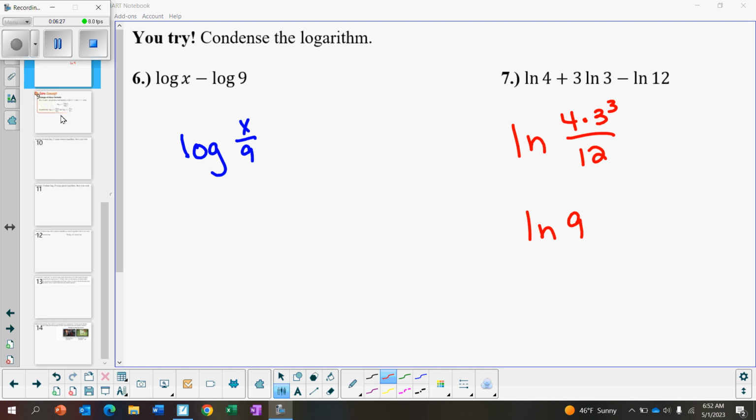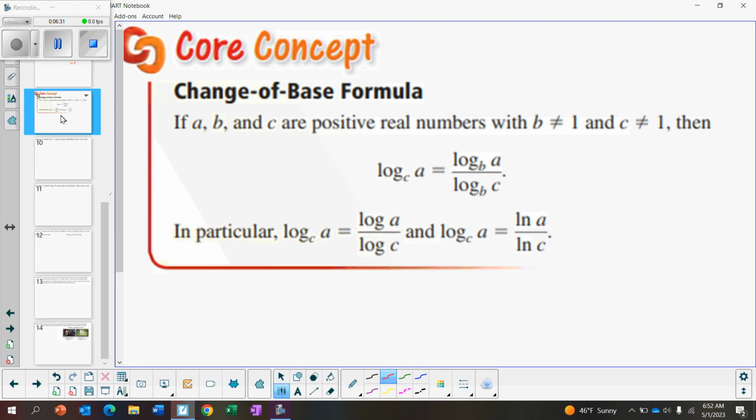All right, so the next thing is something we've actually done, but now we're going to officially learn it, and it's called the change of base formula. If you have log base c of a, we could turn that into log base b of a over log base b of c. And normally, we can use 10 as our base and just call it log. So log base c of a is just log of a over log of c. But we could also use the natural log of a over natural log of c.